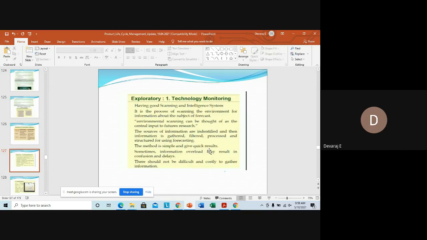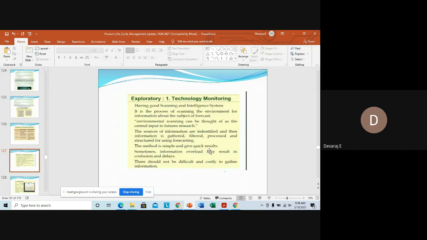See, monitoring means trying to update yourself on whatever new technology exists in the market, which the competitors are using for manufacturing their products. So this is very important. That is called scanning and intelligence system. You should scan all the technologies used by competitors and update them in your system. So it is called intelligence system, scanning and updating yourself.